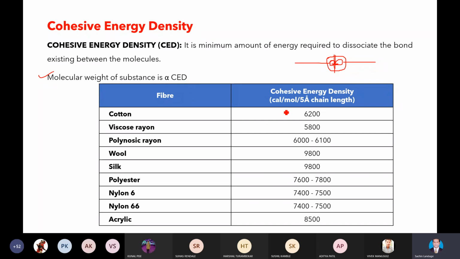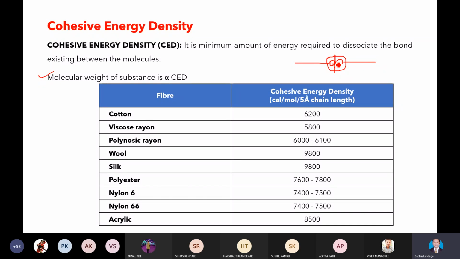The unit for cohesive energy density is calories per mole per 5 angstrom chain length. This is the energy, and the 5 angstrom is the distance between the molecules. So how much energy is required to break this is the cohesive energy density. The value for cotton is 6200, for viscose rayon 5800, and for polynosic rayon 6000 to 6100.